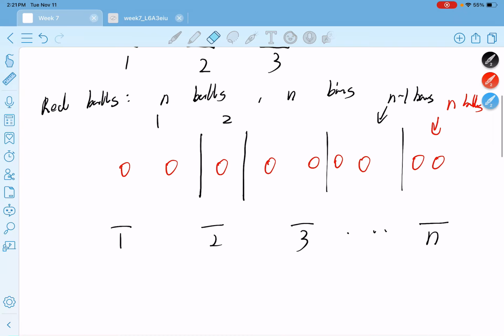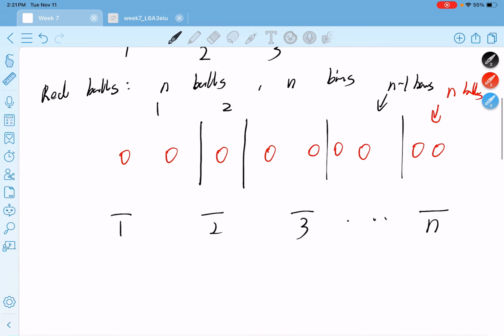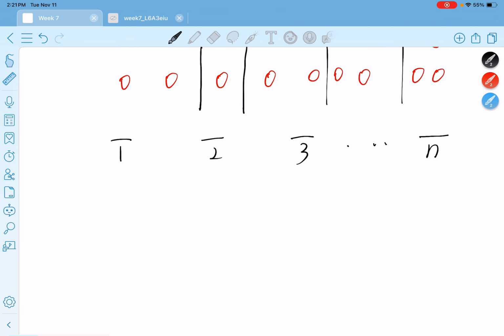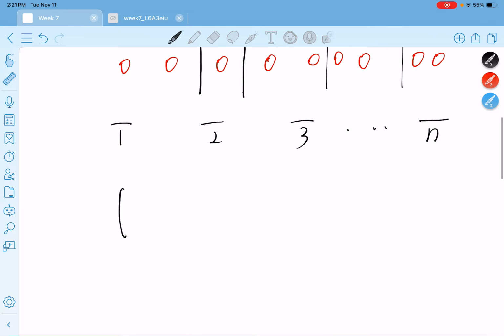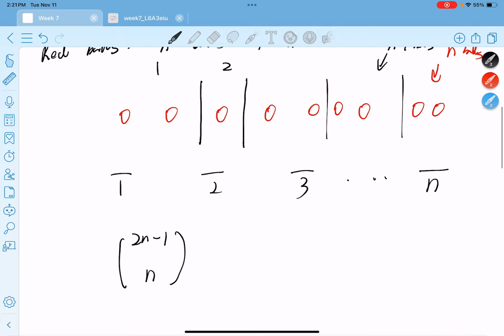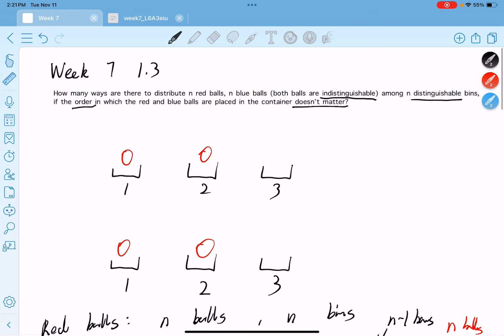Okay, so after understanding the balls and bins, the problem is a simpler arrangement problem. We have 2n minus 1 things because we have n balls plus n minus 1 bars. And we just need to arrange the 2n minus 1 things. The possible arrangements are: because we have 2n minus 1 positions in total, and we need to choose n positions for the balls. So it becomes 2n minus 1 choose n. So that is all of the possible distributions for the red balls.